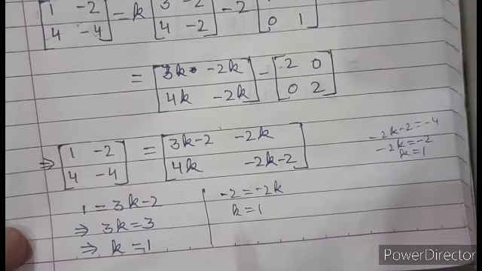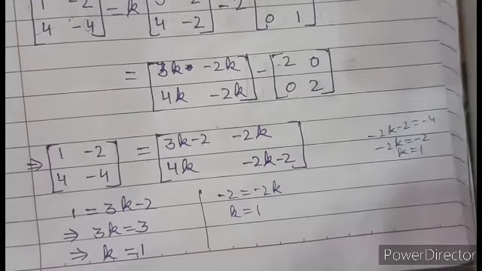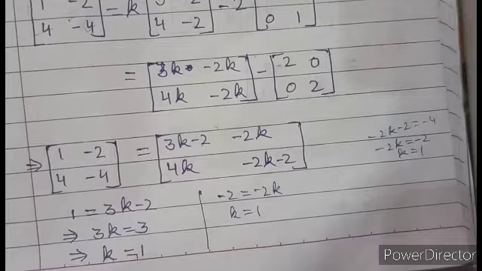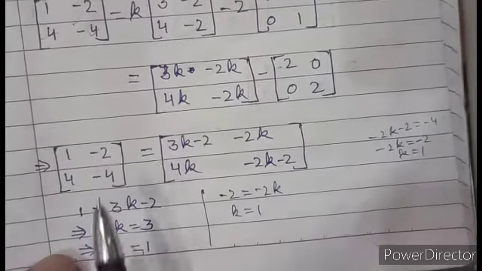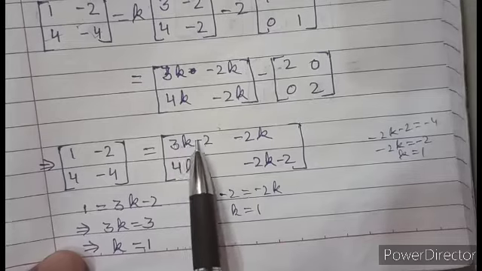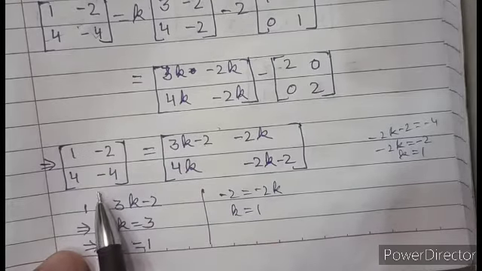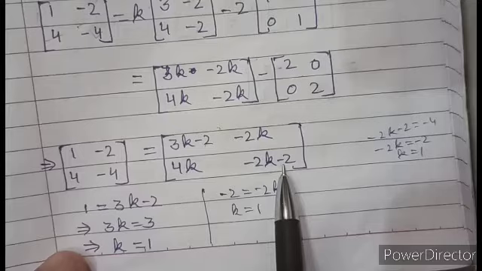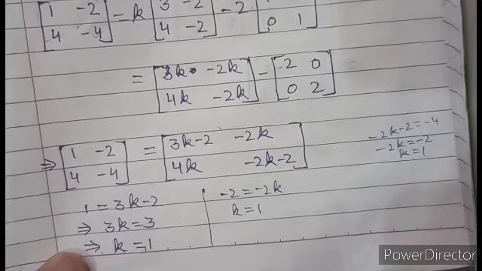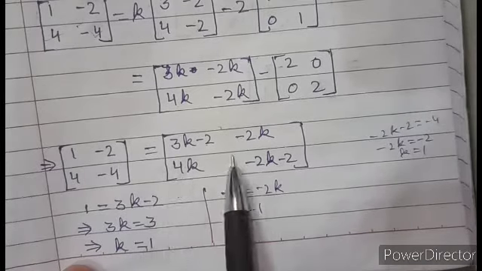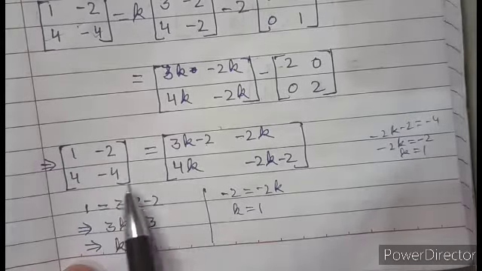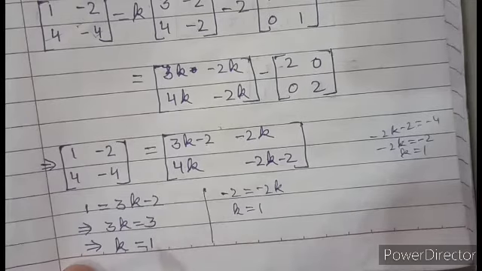Now if we are getting two different values of k on equating two different corresponding terms, suppose from 1 equal to 3k minus 2 we are getting one value, and from minus 4 equal to minus 2k minus 2 we are getting another value, if we get different values after equating, then we can say that the value of k cannot be obtained. But here we are getting the same value from each corresponding element after equating, so we can say the value of k is equal to 1.